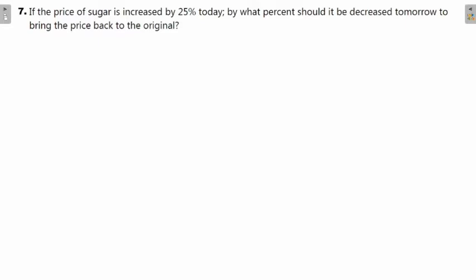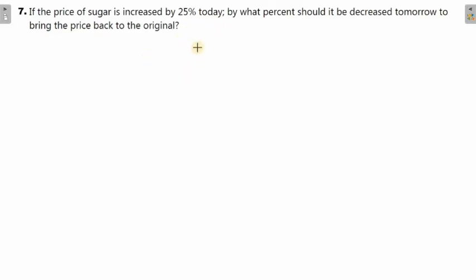So here, the question says, if the price of sugar is increased by 25% today, by what percent should it be decreased tomorrow to bring the price back to the original? What is happening is, initially you are increasing the price of sugar by 25% today, so presently the price is 25% more than the original one. Now tomorrow, if you want to bring the cost back to the original one, by what percentage should today's cost be decreased? That's what the question is asking you.